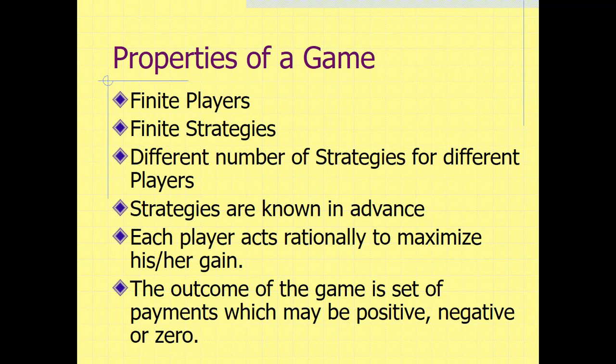There are various properties of a game. The number of competitors, called players, is finite. Each player has a finite number of choices called strategies. The number of choices need not be the same for each player. All relevant information, that is the different strategies for each player and the amount of gain on an individual's move or strategy, is known to each player in advance. Each player acts rationally to maximize his gain. A play of the game results when each player makes a set of moves according to this principle. The outcome of the play determines a set of payments which may be positive, negative or zero. We'll see it later in examples.